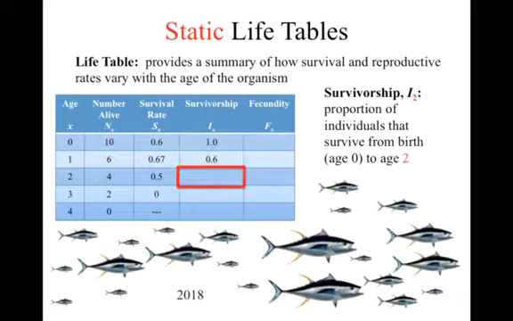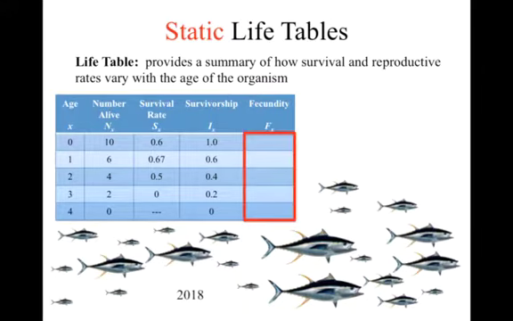My year 2 survivorship is the proportion of individuals that survive from birth, so there were 10 born, to age 2. There are 4 age 2 fish, so it's looking like about 40%. And again, you can go on and fill that out. I'll let you try that. You should get those numbers.